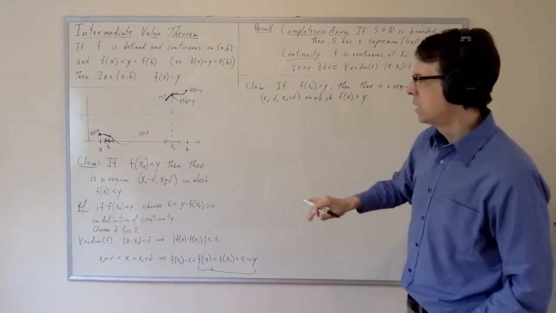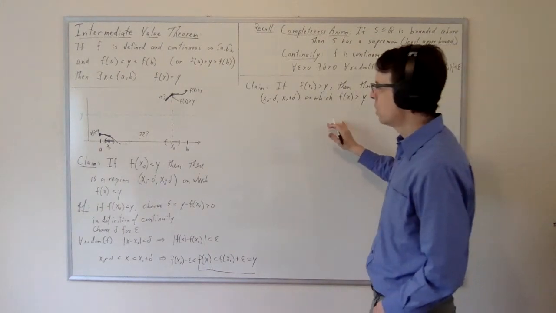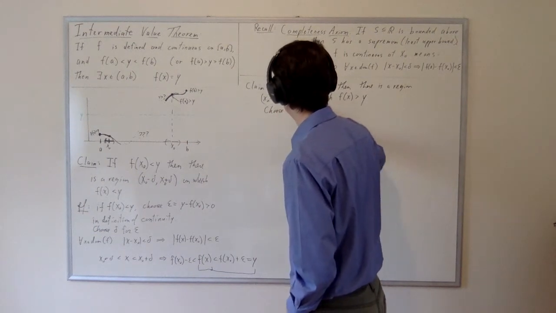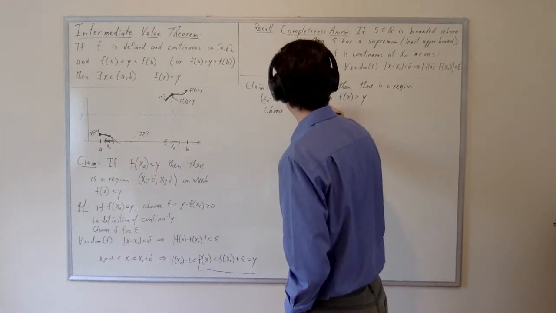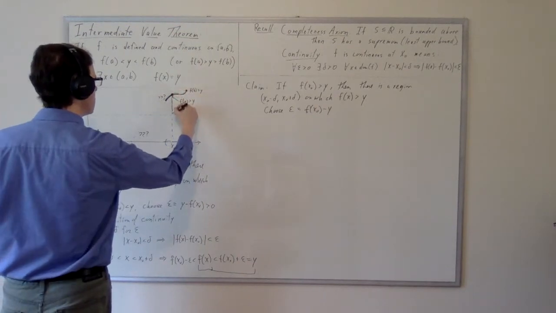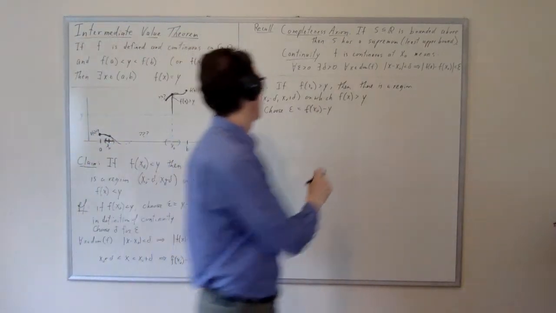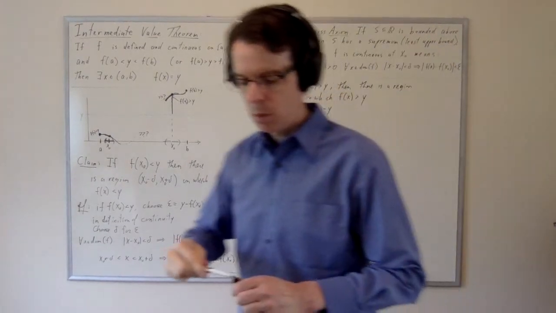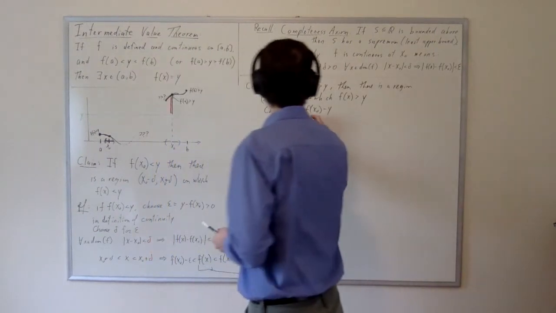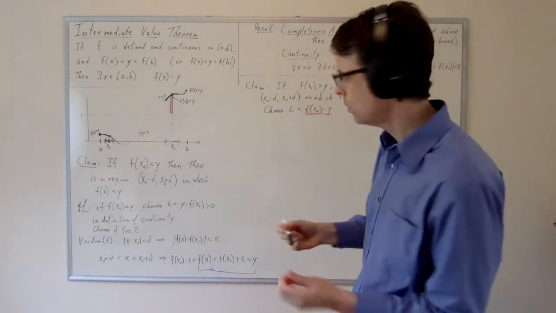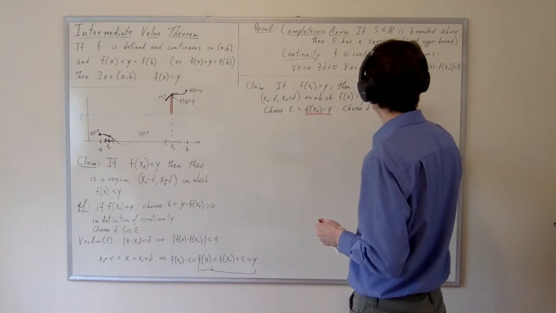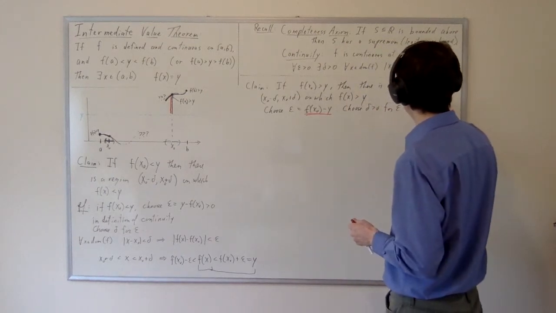Let's prove this next. It's basically the same proof, but I want to be careful about this. So we're going to choose epsilon to be, in this case, f of x naught minus y. So kind of the opposite of this. We're going to choose epsilon to be this distance here. So f of x naught minus y, maybe we'll represent that in red. So this distance here is this, that's epsilon. And we're going to choose delta greater than 0 for epsilon in the continuity of f.